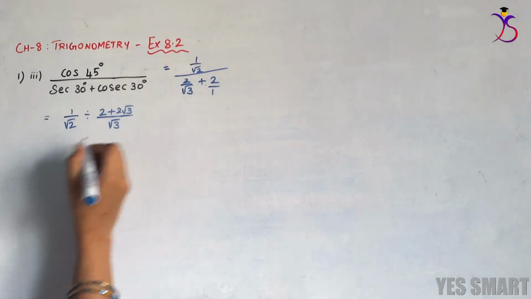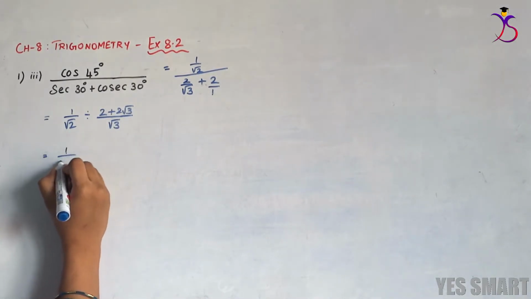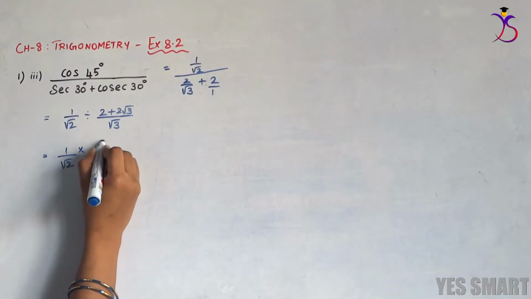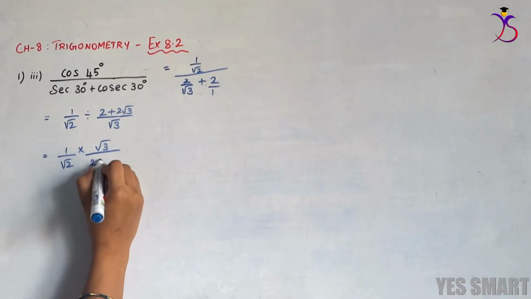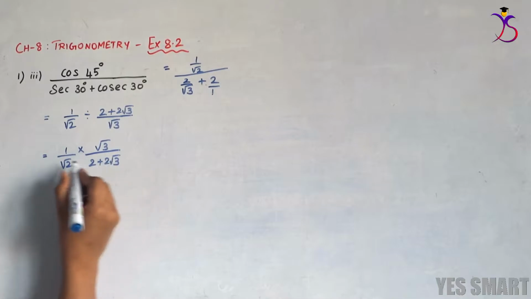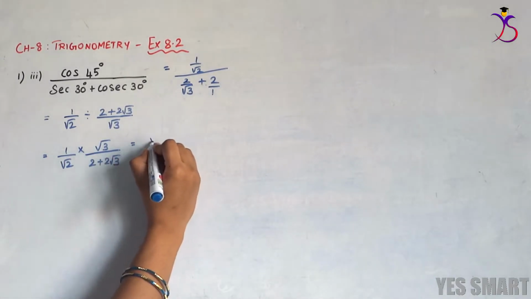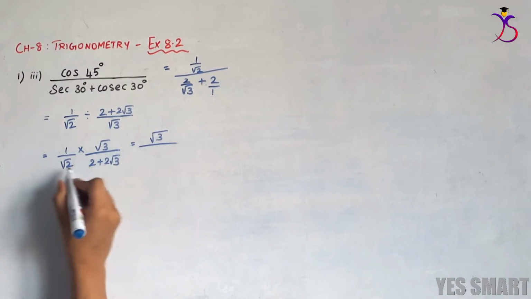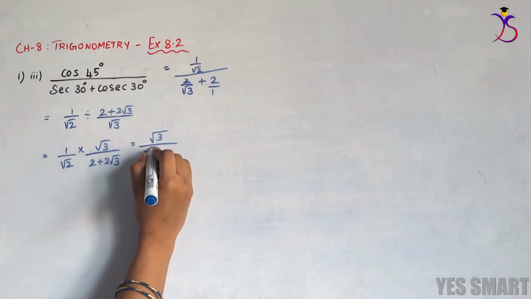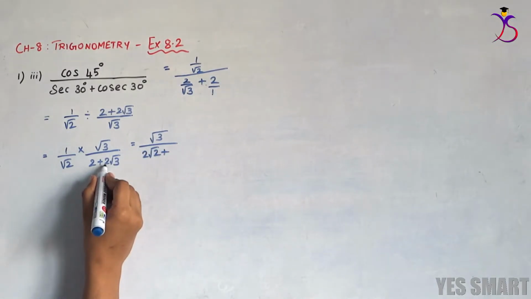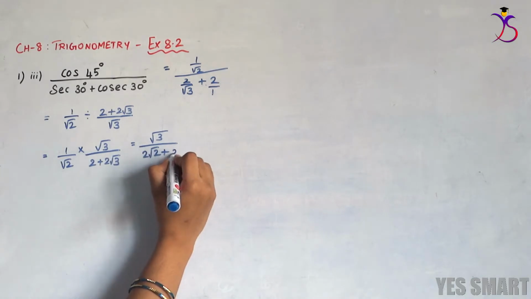Now I am just going to reciprocate it. Therefore it becomes 1 by root 2 into root 3 by 2 plus 2 root 3. On multiplying this, 1 into root 3 is root 3 divided by 2 into root 2 is 2 root 2 plus 2, I am just keeping it, root 2 into root 3 is root 6.